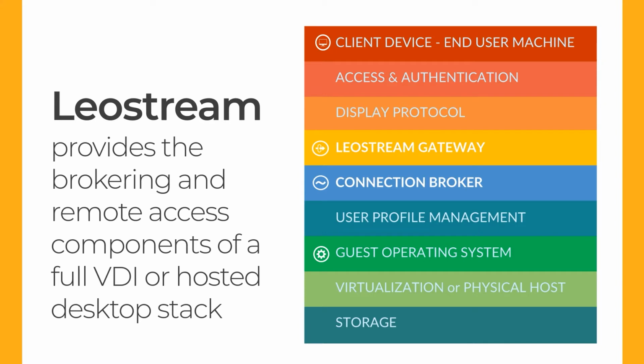So thinking about what Leostream provides in the context of a VDI or hosted desktop stack, here you see all the different pieces that you need to be thinking about. Obviously, you've got storage, the virtualization or physical host. Where is my machine running? What guest operating system is running on those virtual machines? You see the stack here, and where you see icons, those are the pieces of the stack that Leostream provides. And then what you do is you pick the best technology for the remainder of the stack based on what your users need to do, maybe what your corporate standards are for virtualization or cloud, and things like that.